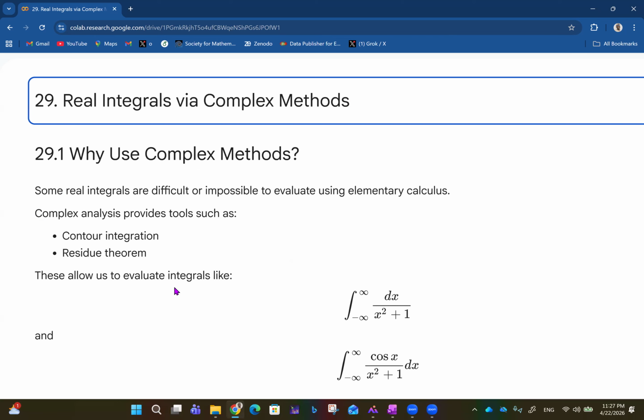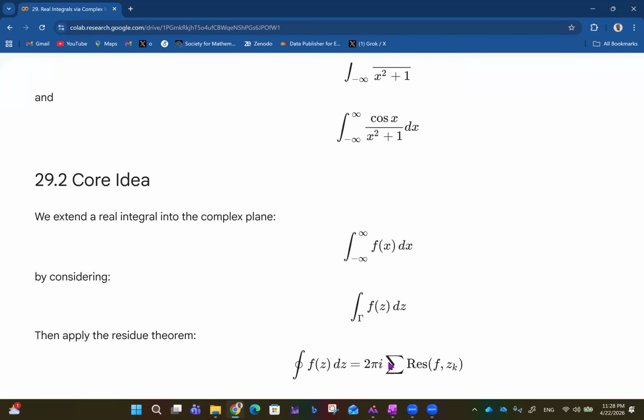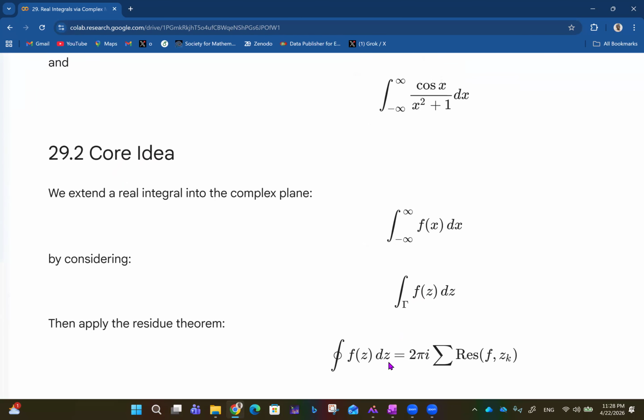So this allows us to evaluate integrals like the integral from minus infinity to infinity of dx over x squared plus 1, and the integral from minus infinity to infinity of cos x over x squared plus 1 dx. If you're going to do this normally in calculus, this is going to be a lot of trouble, right? It may not be impossible, but it's hard. But thank God for the residue theorem.